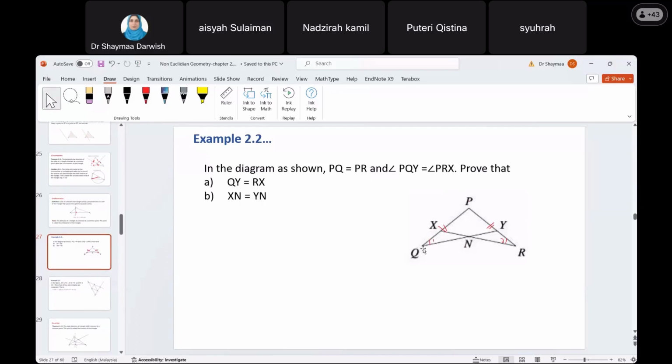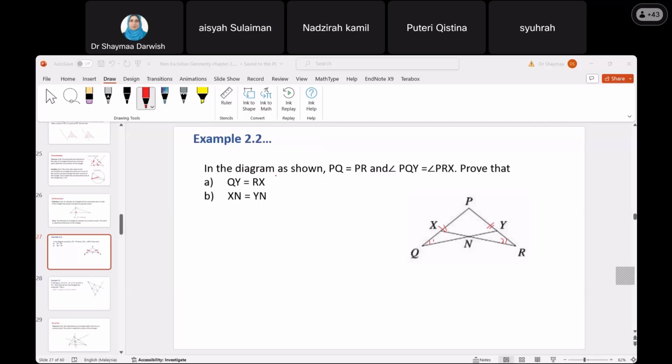First, you need to prove that QY is equal to RX. How can we prove this one? I need to prove that QY, this line, is equal to RX. The 2 triangles are congruent.